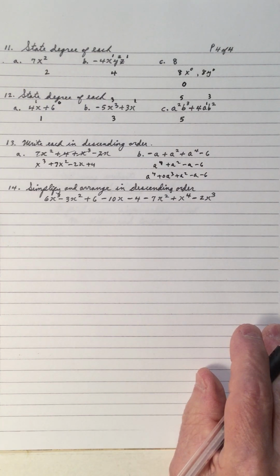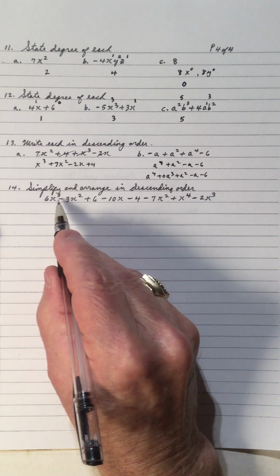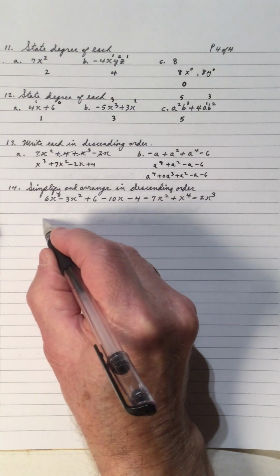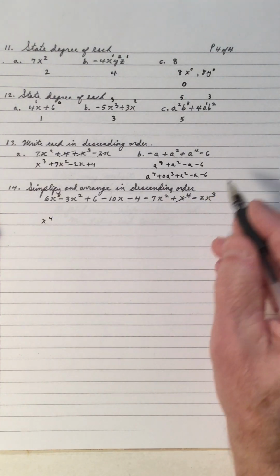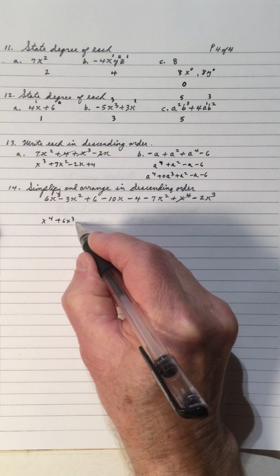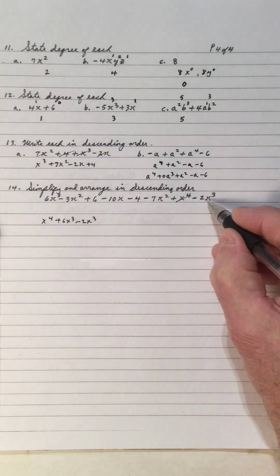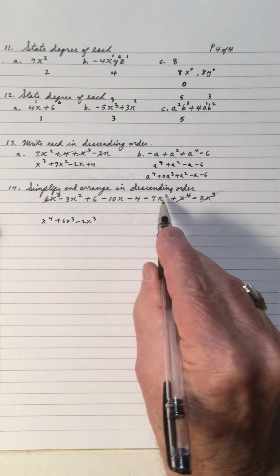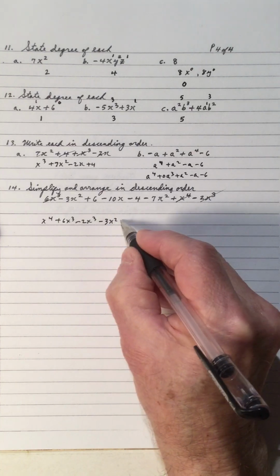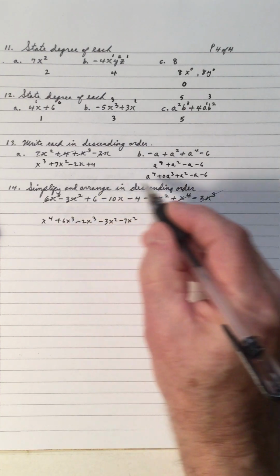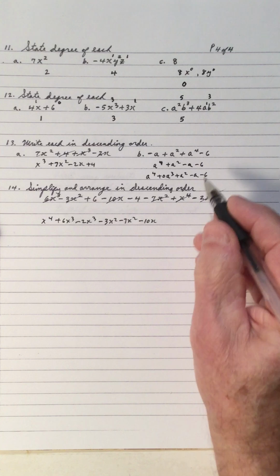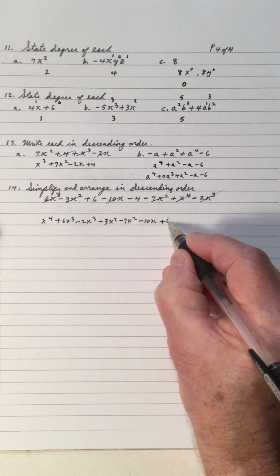Simplify and arrange in descending order. So let's start with the largest one. The largest one is x to the 4th. Done. The next degree is 3. So it's 6x cubed minus 2x cubed. So degrees of 3 are gone. Now next degree is x squared. So it's 3x squared, negative 3x squared, negative 7x squared. They're gone. And I have a negative 10x. I don't have any more. And I have a plus 6 and a minus 4.